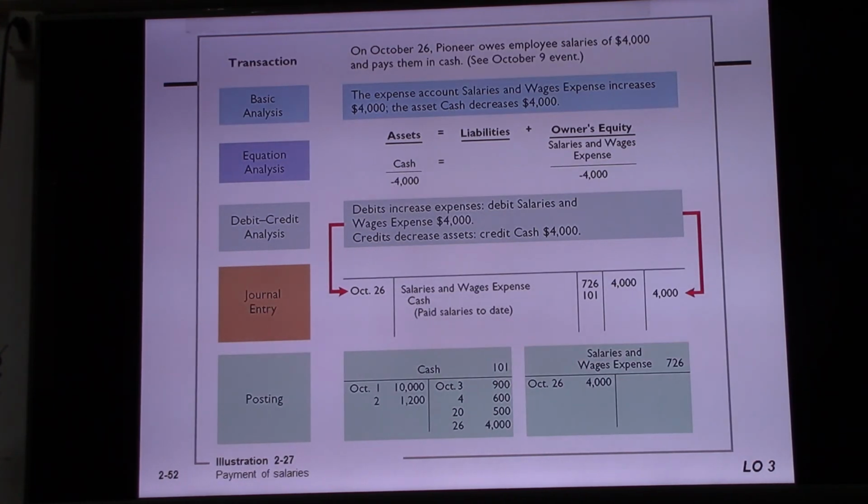On October 26, Pioneer owes employees salaries of $4,000 and pays them in cash. So on October 26, we paid our employees the salary of $4,000 in cash. So our cash will decrease. Cash as an asset decreases by $4,000. And in owner's equity, we have expenses, and as we stated before, expenses cause a decrease in owner's equity by $4,000.